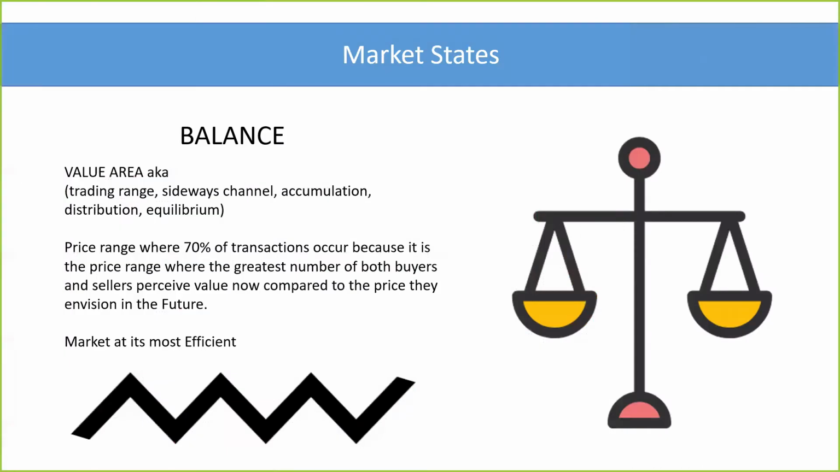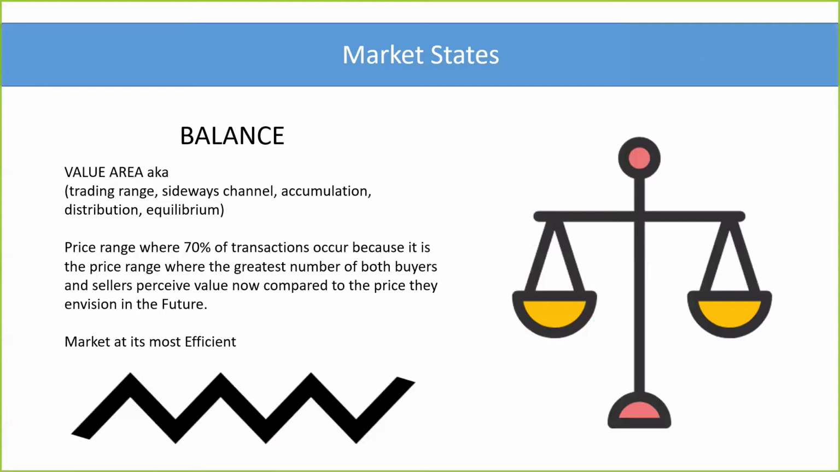Balance is the first state of the market. Buyers and sellers agree on fair value. That means there's a relative balance between the number of contracts that are offered at the bid and the ask within a particular price range. Balance is the market performing at its most efficient. It's the easiest way to get the most transactions to take place. And that is the purpose of the market. Get as many transactions to take place as possible.